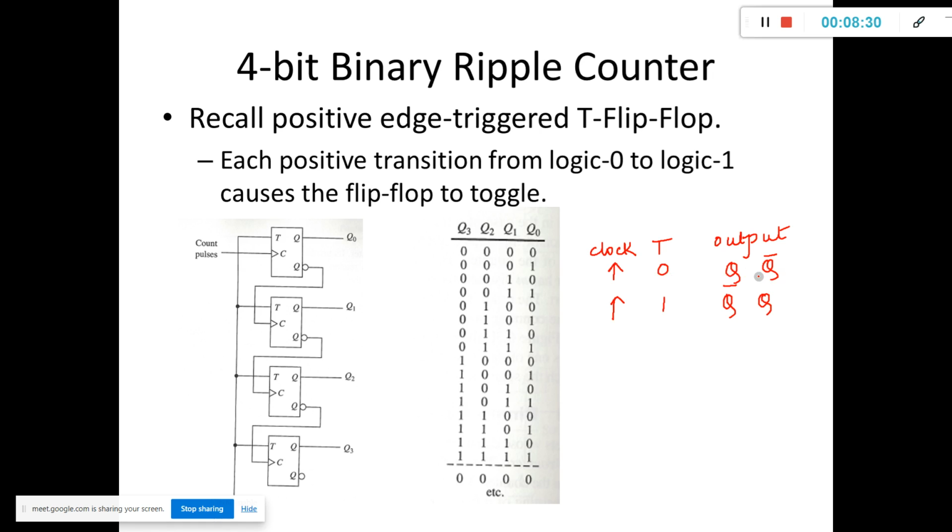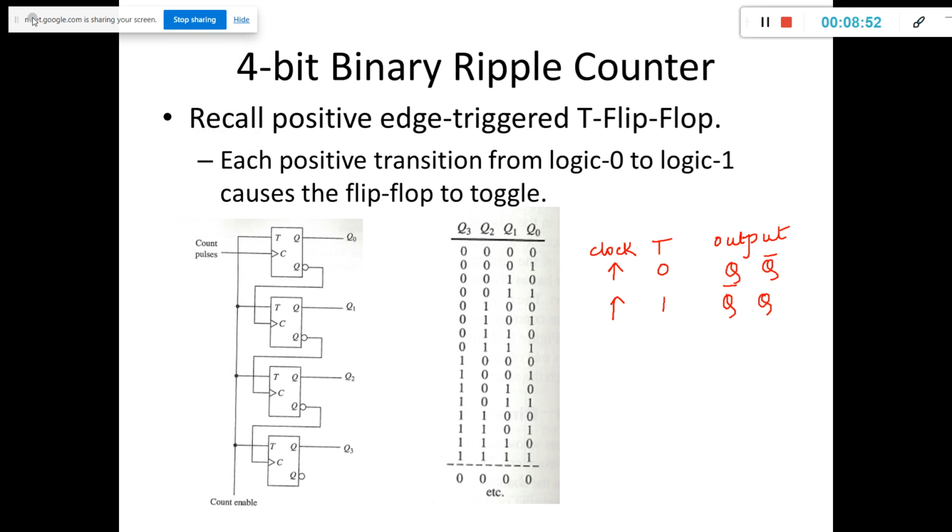If T is 0, it will retain the present state. If T is 1, it will toggle. If it is 1, it will become 0. If it is 0, it will become 1. It will toggle when the T input is 1. Now here, how many flip-flops are there? 4 bits, right? So it is a 4-bit binary ripple up counter.